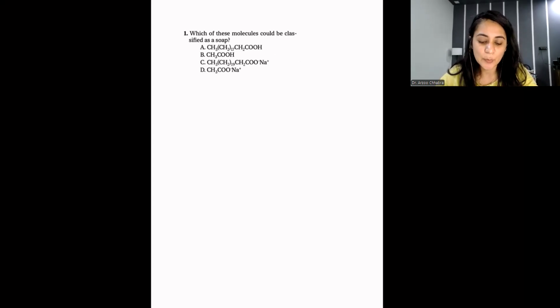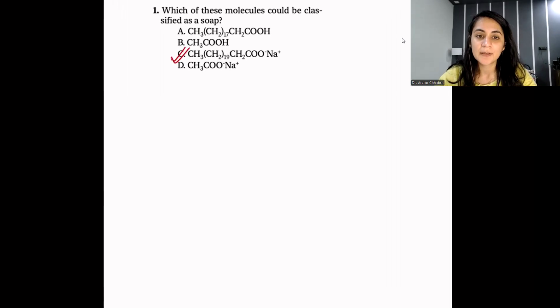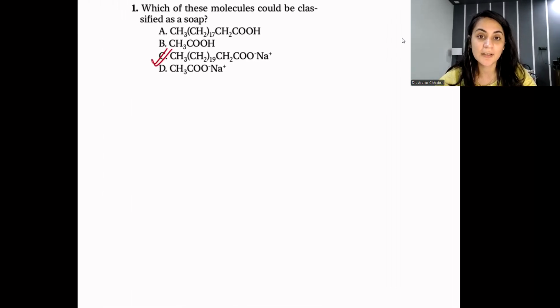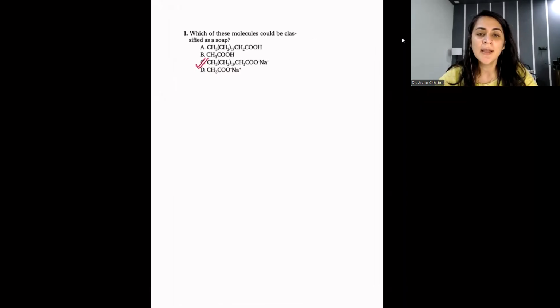Okay, let's get started. Which of the following molecules could be classified as a soap? By definition, a soap is an anion of a long chain carboxylic acid. So option 3 over here is the correct answer. The anion of a long chain carboxylic acid could also be D, but it's not long enough. That's why D is not the correct answer.